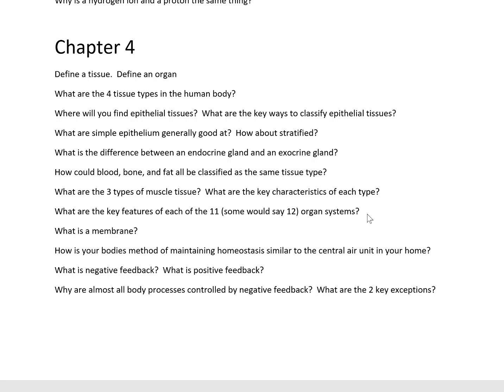Those would be some examples. Your joints, your synovial joints, like your knee and elbow, are going to be lined with a synovial membrane. And then you have your serous membranes too. But those would be examples of membranes.